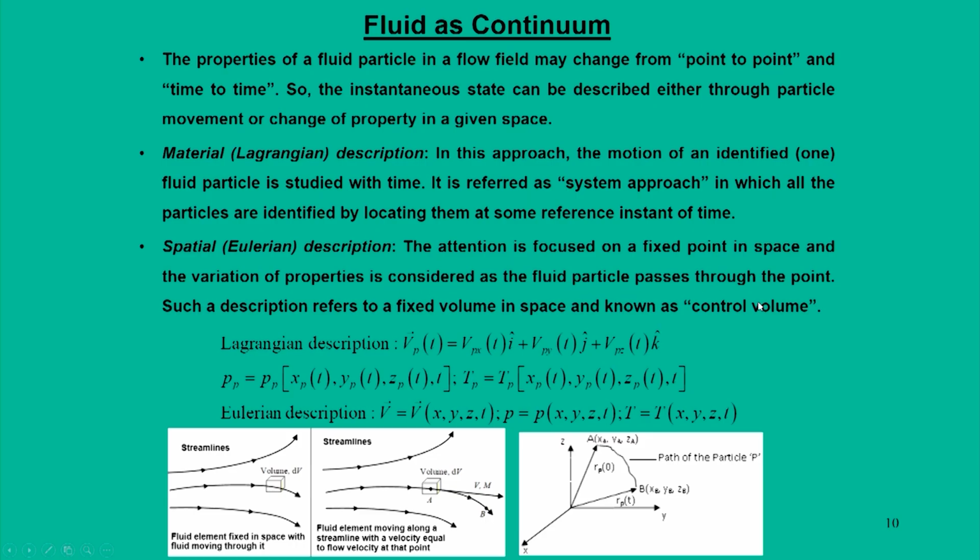passes through that point. So, the Lagrangian description is a system approach, and the Eulerian description is a control volume approach. So, for a Lagrangian description, one can represent the velocity of a particle. In an Eulerian description, you can say velocity of the flow field.